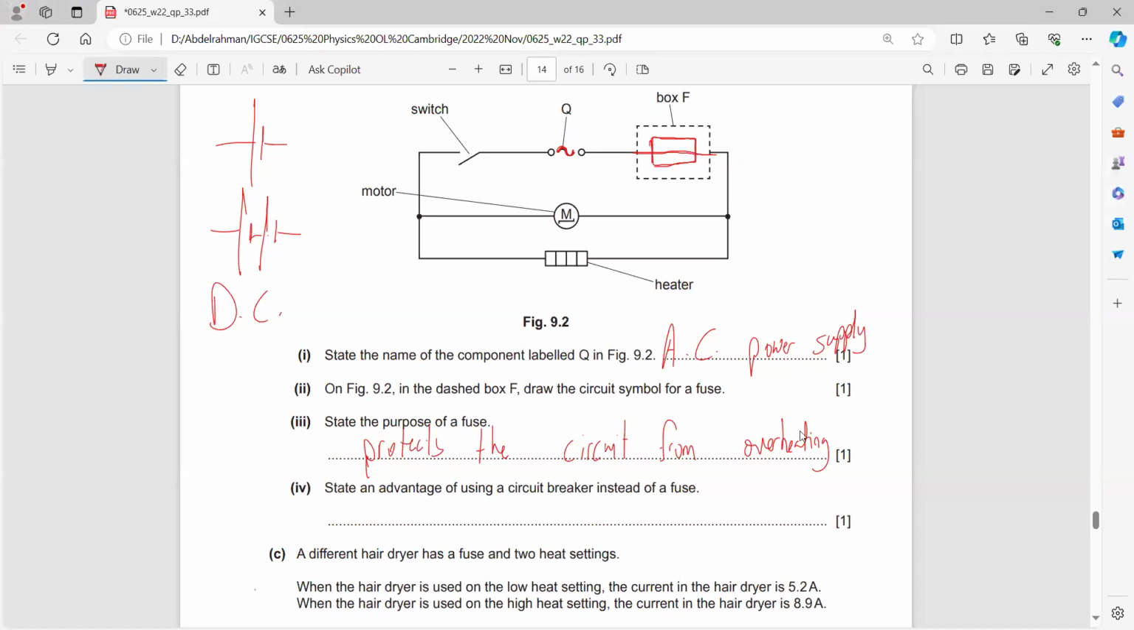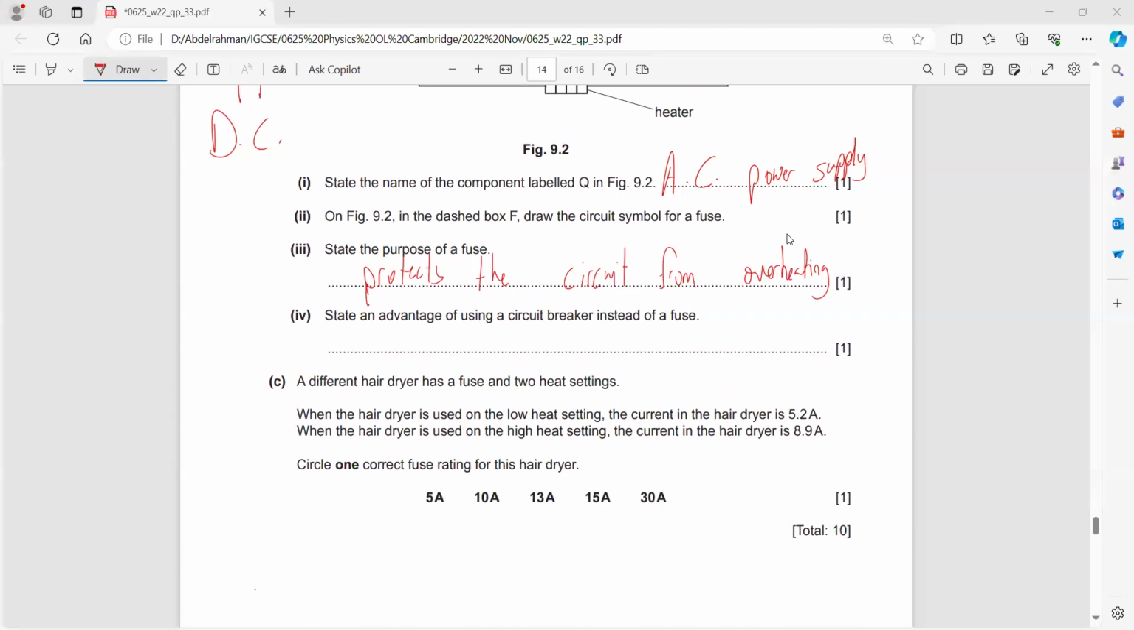State an advantage of using a circuit breaker instead of a fuse. The difference is the circuit breaker is reusable but the fuse is not. It's a very simple difference between the fuse and the circuit breaker. What happens to the fuse? It melts. Whenever the fuse melts, I need to go and buy a new fuse. But whenever the current increases, the circuit breaker just switches off the circuit, and then I can simply switch it back on. It's an on-off switch.